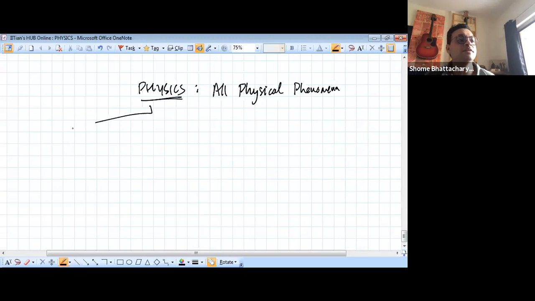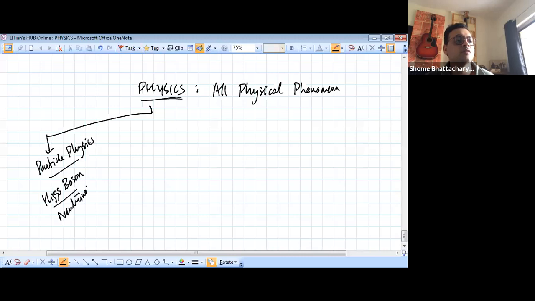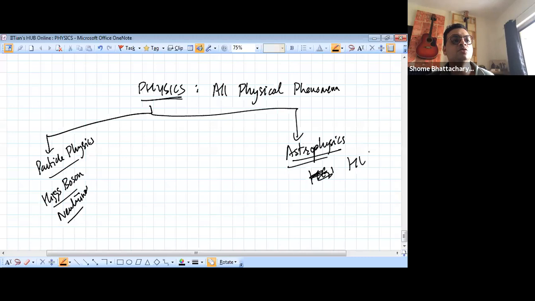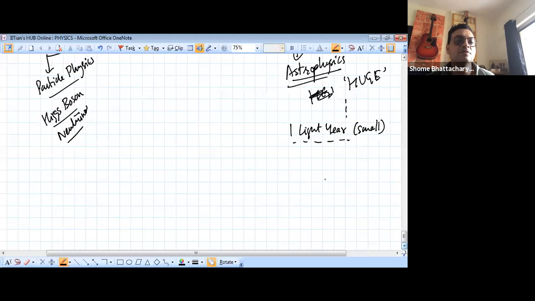Now, at the smallest end of the spectrum, on one hand, you have particle physics. In particle physics, you have things like the Higgs boson, or neutrinos. They're extremely small. And on the other hand, you have the domain of astrophysics. Astrophysics is a huge, huge domain. Because you can imagine that in astrophysics, one light year is actually a very small quantity, because galaxies are several million light years apart. So can you imagine what one light year is?